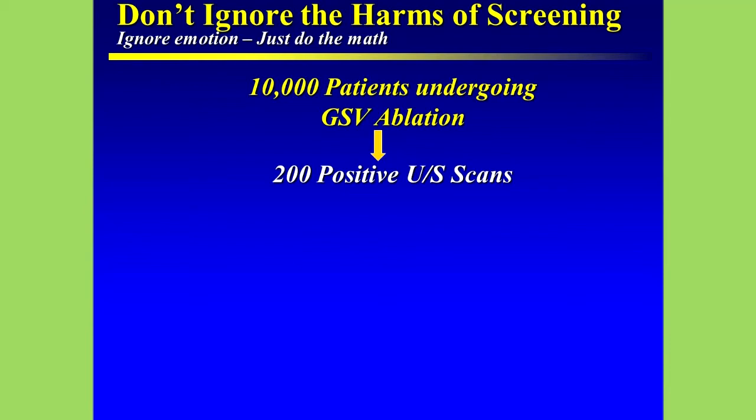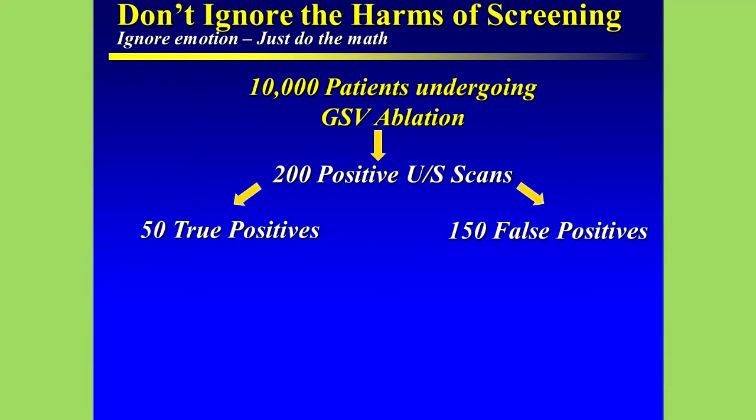At a pretest probability of 0.02, 50 of those are going to be true positives and 150 are going to be false positives. If we anticoagulate everybody with a positive scan, we're going to prevent about 4 pulmonary embolisms, so the number needed to treat is about 2,600.